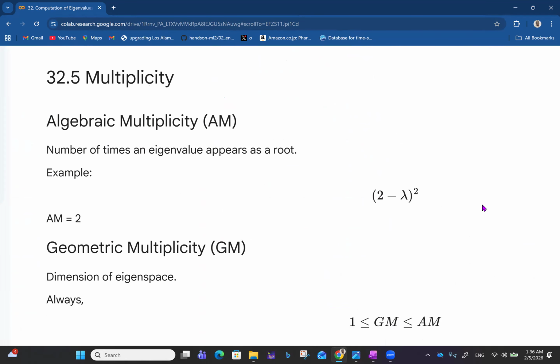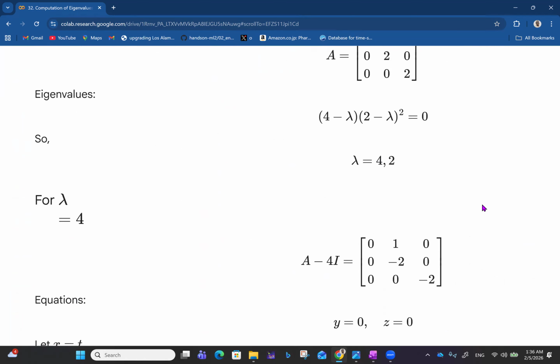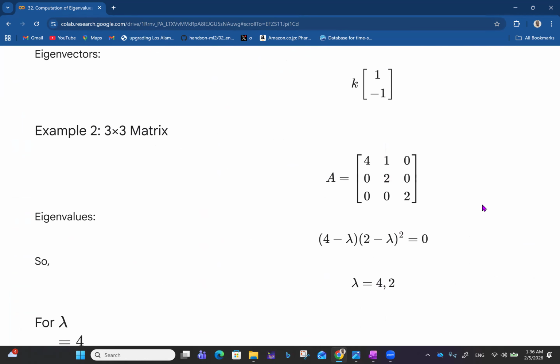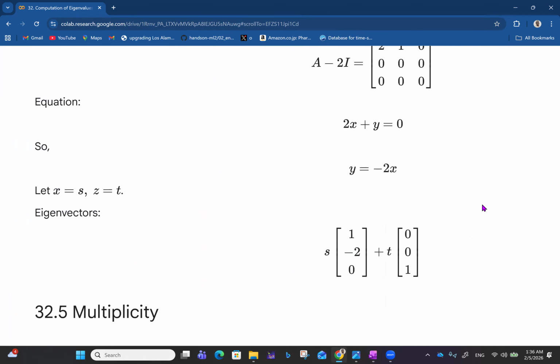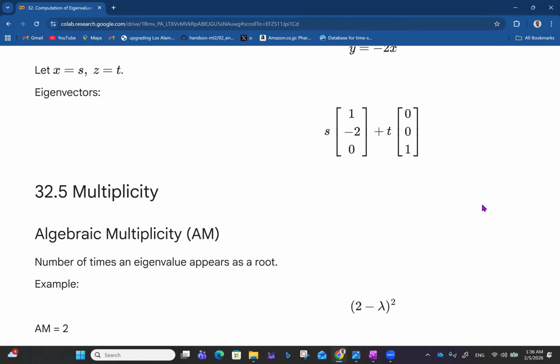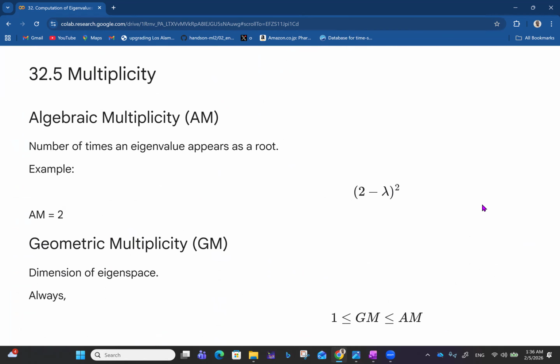So let's talk about multiplicity now. So in the case up there, we have multiplicity, right? Because you have 4, 2, 2. So 2 appears twice and 4 appears once. So 2 is the eigenvalue with a multiplicity of 2 because it appears twice. So we talk about algebraic multiplicity: the number of times an eigenvalue appears as a root. That's what is called algebraic multiplicity.